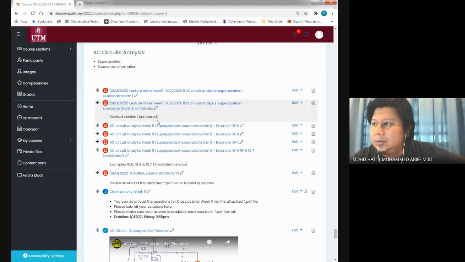And also, for example, what I showed on Tuesday, here is the annotated version where you can see that I've annotated some of the solution and also put some remarks over there.